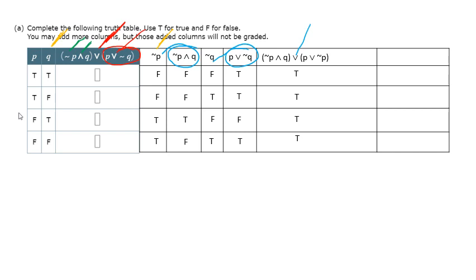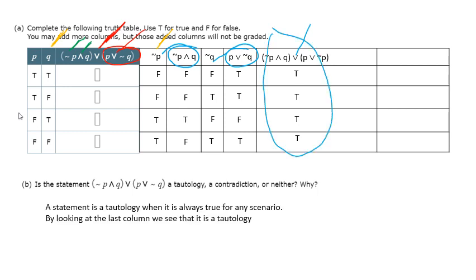Well, guess what we have here? Can you guess? Well, let's see. We're asking you now, is our statement above a tautology? A tautology is a statement that is always true for any scenario. Our statement here, the column, is always true. So yes, the statement is a tautology.